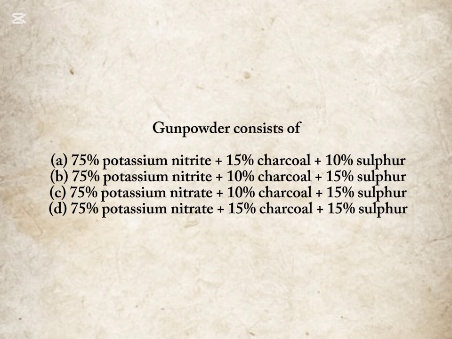15. Gunpowder consists of A. 75% potassium nitrite plus 15% charcoal plus 10% sulfur. B. 75% potassium nitrite plus 10% charcoal plus 15% sulfur. C. 75% potassium nitrate plus 10% charcoal plus 15% sulfur. D. 75% potassium nitrate plus 15% charcoal plus 15% sulfur. The correct option is D. 75% potassium nitrate plus 15% charcoal plus 15% sulfur.